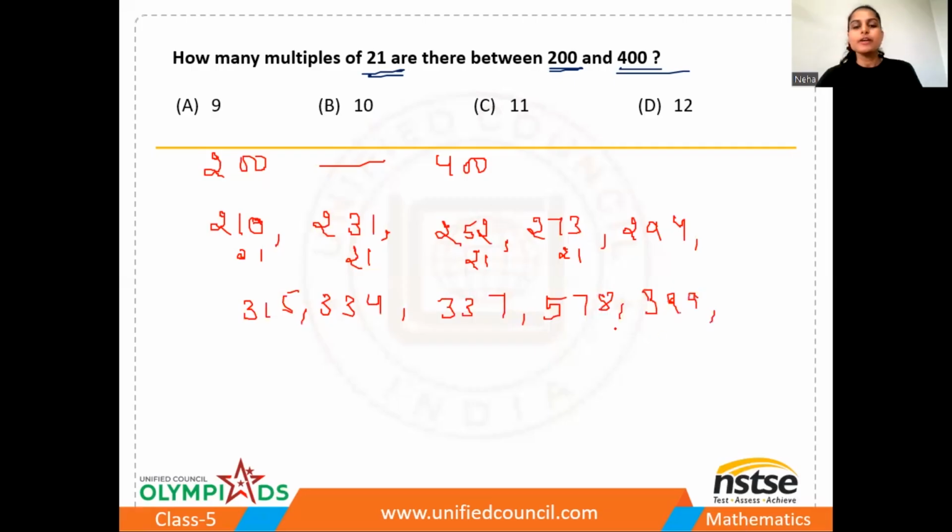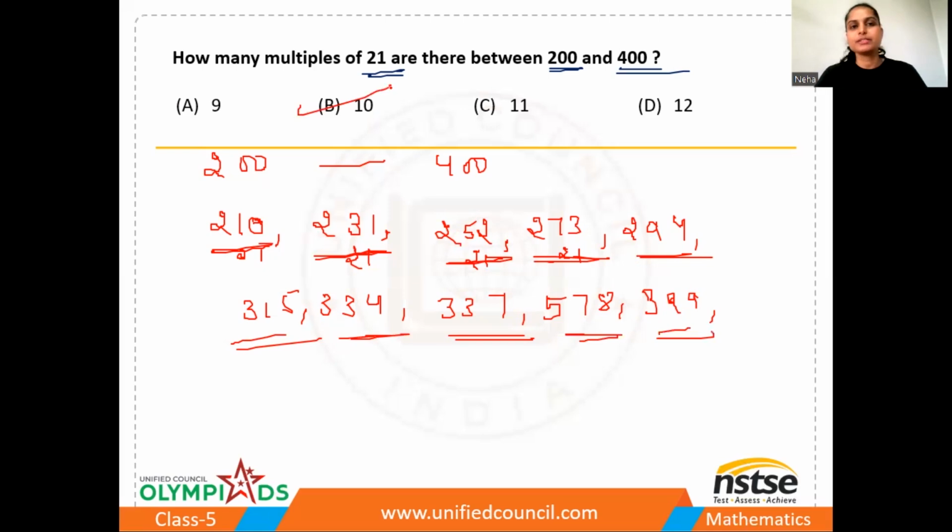Okay, because if I take a number greater than 399, it will not be between 200 and 400, right? So how many multiples do I have? Just count. 1, 2, 3, 4, 5, 6, 7, 8, 9 and 10. Yes, option B is the right answer.